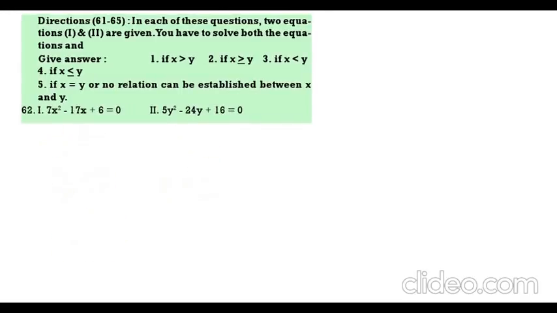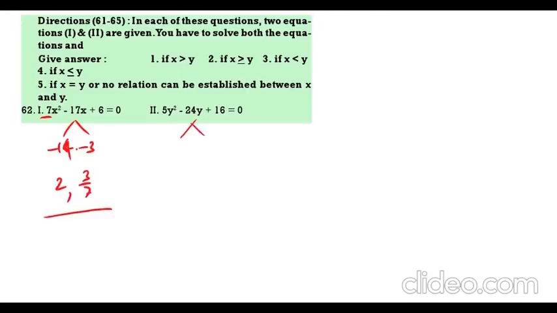Next, 7x square minus 17x plus 6. So 7 into 6, 42. When we multiply we get 42, when we add we get 17. You can take minus 14 minus 3. Minus 14 minus 3, now the answers will be plus 14 plus 3. 14 divided by 7, 2. Then 3 by 7. Now second one.